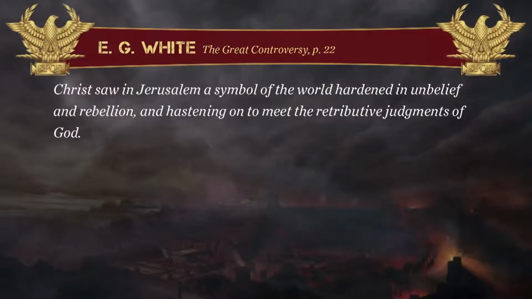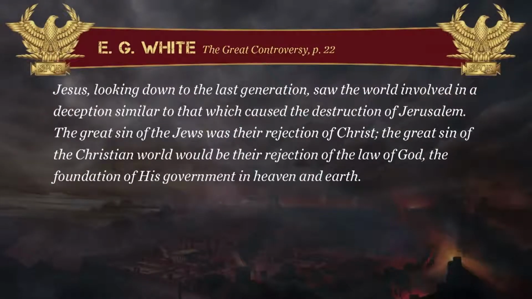Here's another one, Great Controversy, page 22. Christ saw in Jerusalem a symbol of the world hardened in unbelief and rebellion, and hastening on to meet the retributive judgments of God. In Great Controversy, page 22, she wrote, Jesus, looking down to the last generation, saw, listen carefully now, saw the world involved in a deception similar to that which caused the destruction of Jerusalem. In other words, the sin of the world at the end is similar to the sin that was committed by the Jewish nation. You say, what is the similarity?